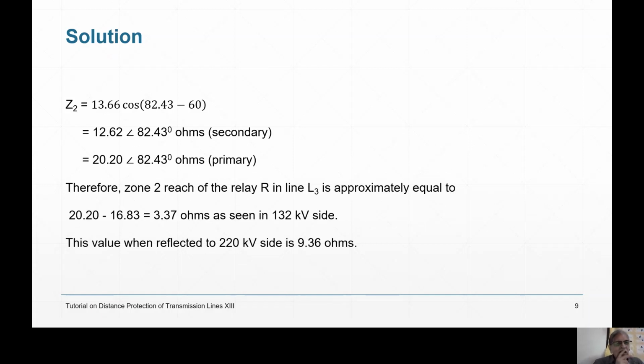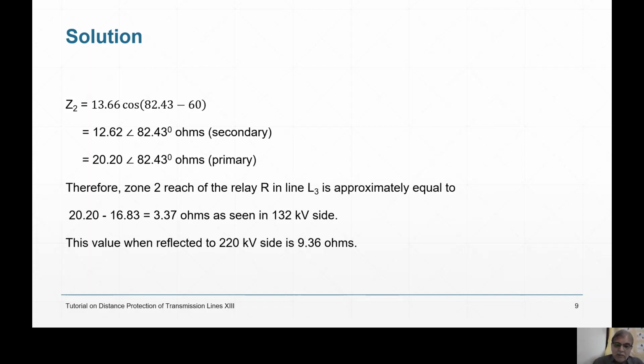So I have done 82.43 minus 60, which gives me 12.62. And if I convert into primary ohms by PTR by CTR, it is 20.20. So zone 2 reach of relay R in line L3 is approximately equal to 20.20. I am using the word approximately because I made some assumption in the angle. That is the only reason.